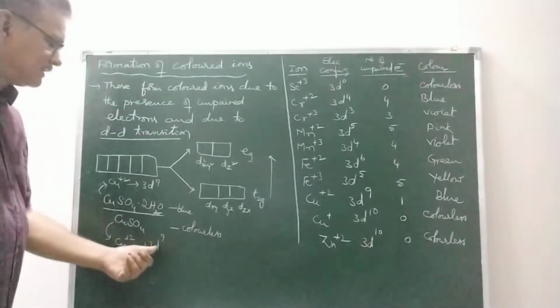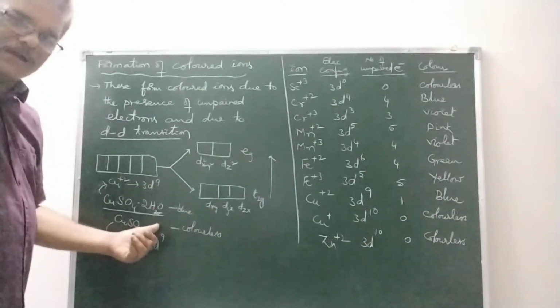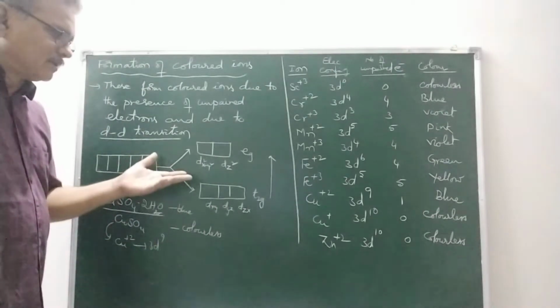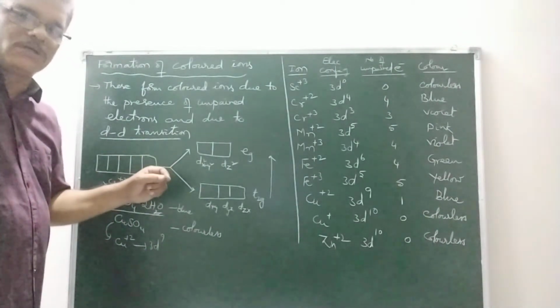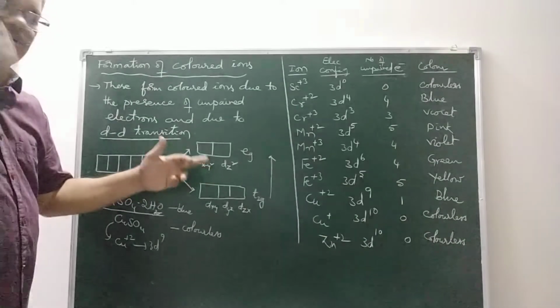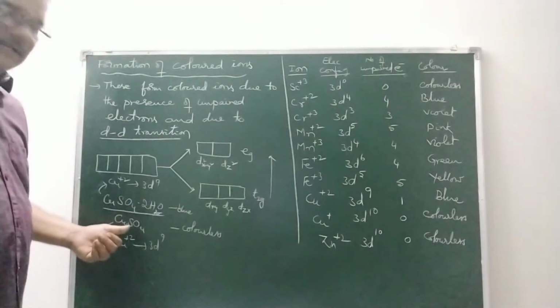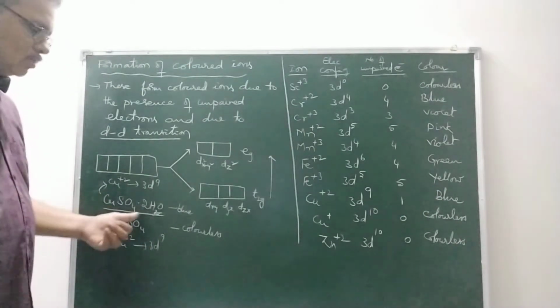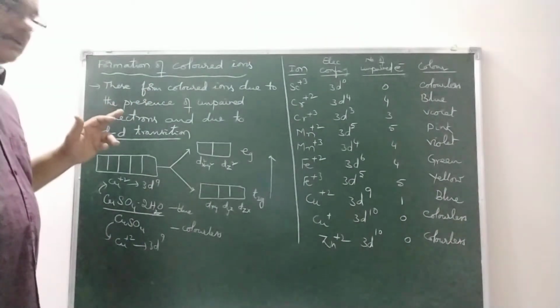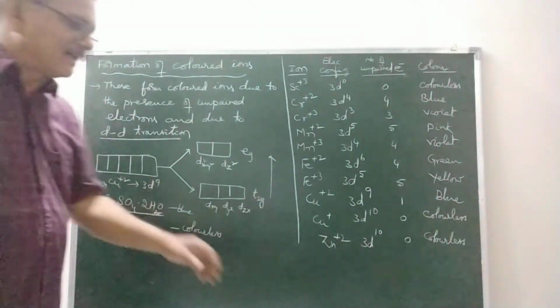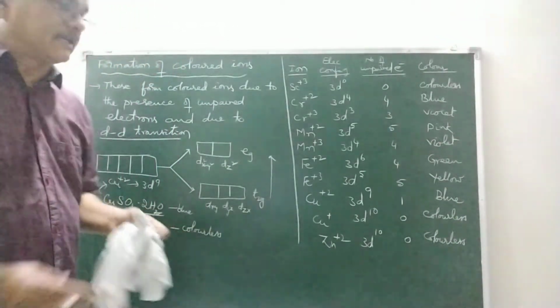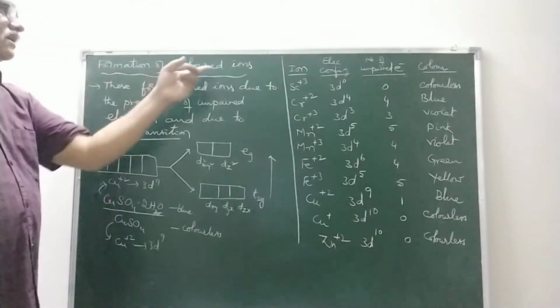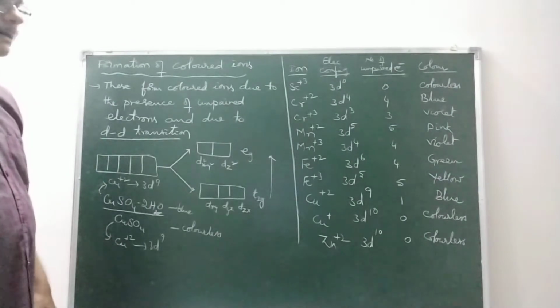As here there are no water molecules, this losing degeneracy is not possible. So DD transition is not possible. Though it contains an unpaired electron, degeneracy is not lost. So unpaired electrons are important and DD transition is also important for showing colors by the ions.